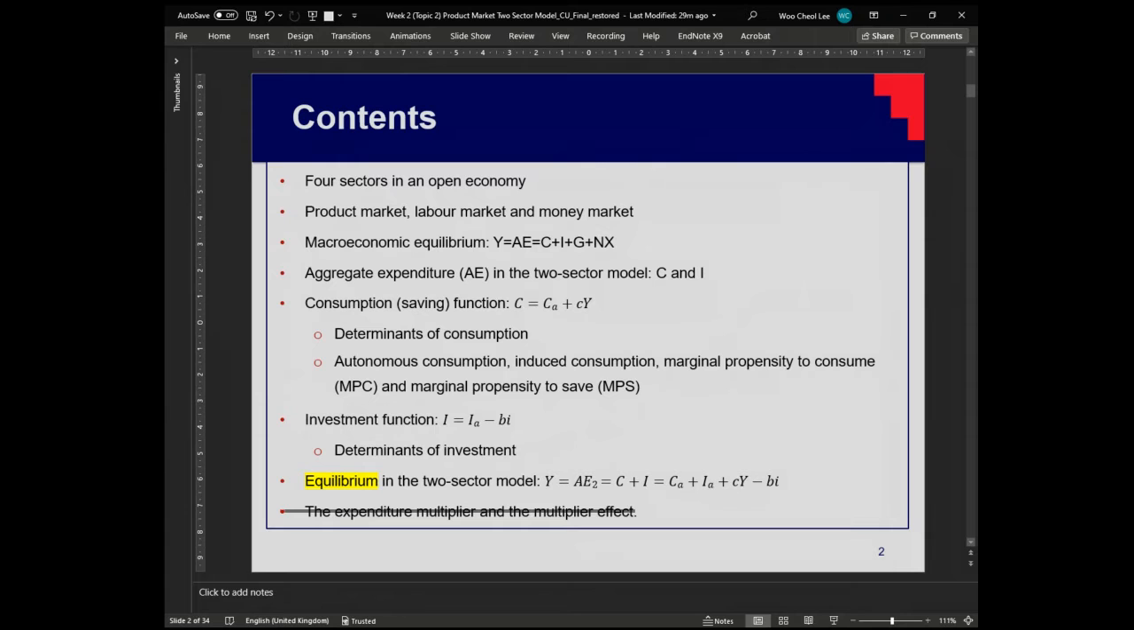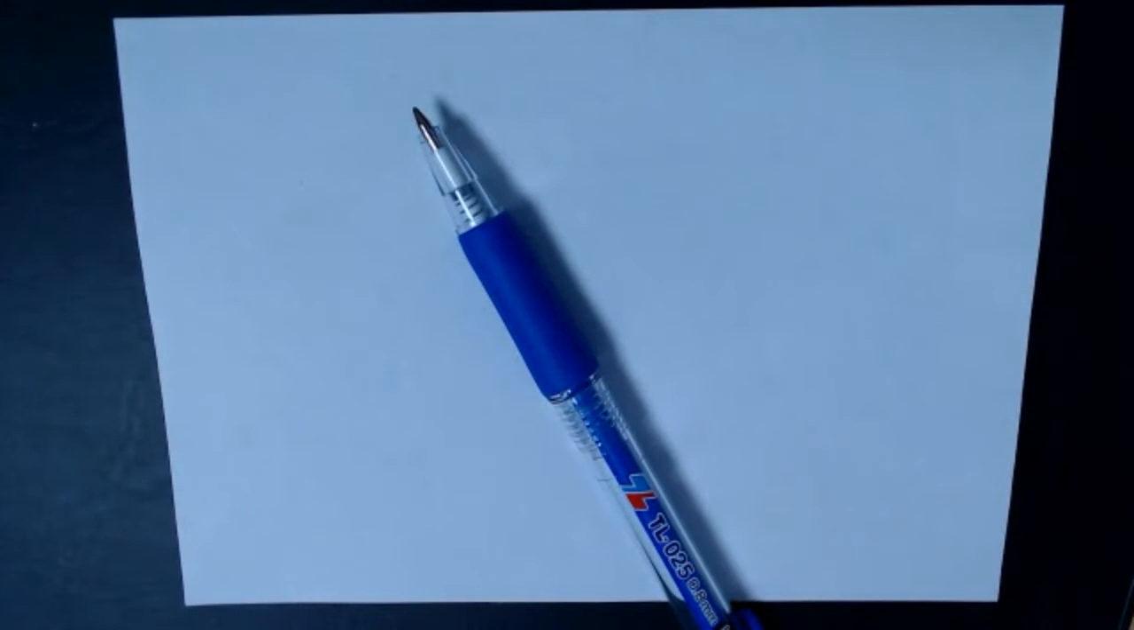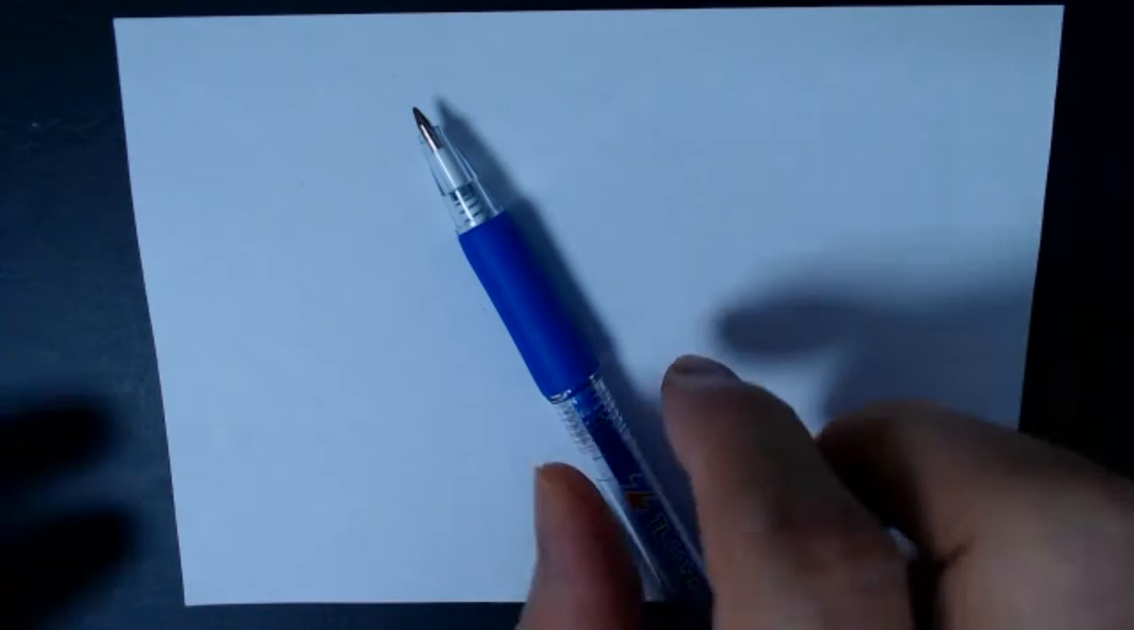Okay, I'll stop sharing this and use the white paper. So please pay attention to the camera, not to the PowerPoint slide. Can everyone see the white paper? Okay, thank you, thank you. Yeah, enough. Okay, thanks.